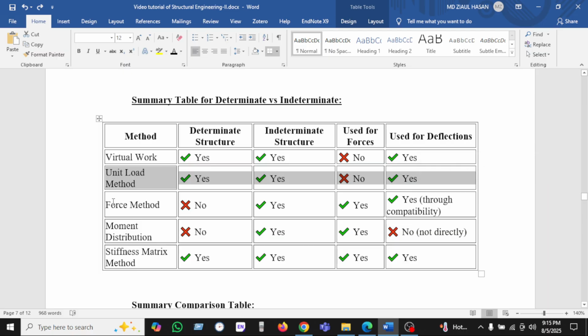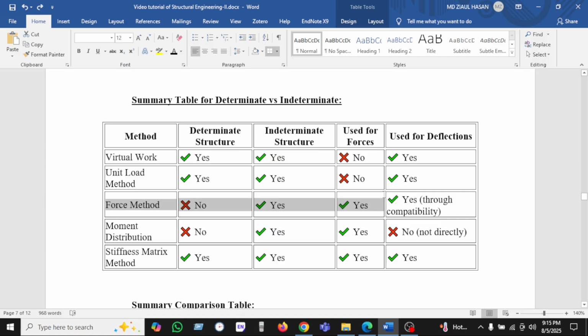The force method, which is very important, is for indeterminate structures. It is used for calculating force, and it is also used for calculating displacement.